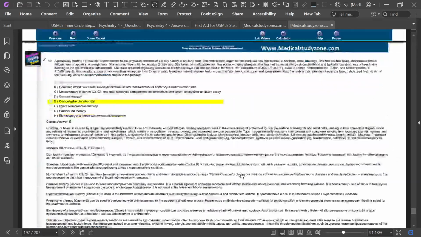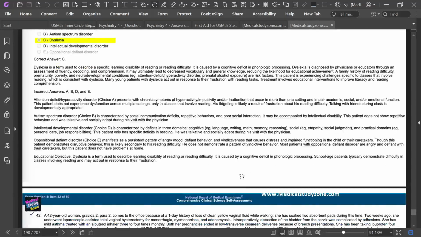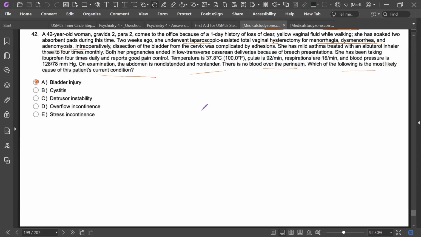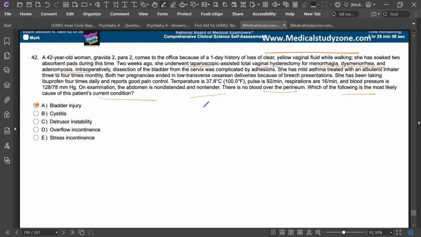A 42-year-old woman, gravida two para two, comes to the office because of a 1-day history of loss of clear yellow vaginal fluid while walking. She has soaked two absorbent pads during this time. 2 weeks ago, she underwent laparoscopic-assisted total vaginal hysterectomy for menorrhagia, dysmenorrhea, and adenomyosis. Intraoperatively, dissection of the bladder from the cervix was complicated by adhesions.